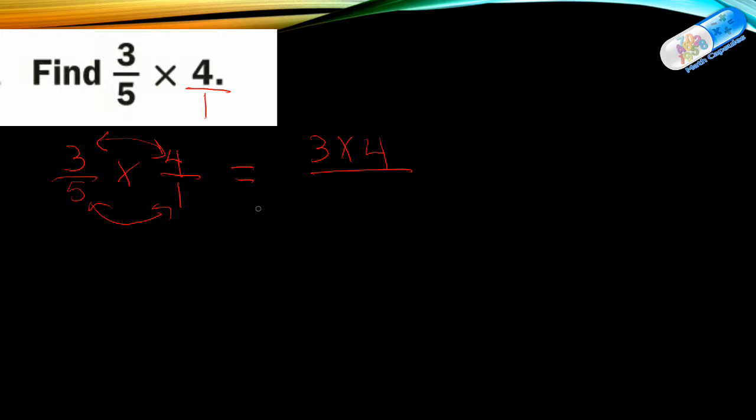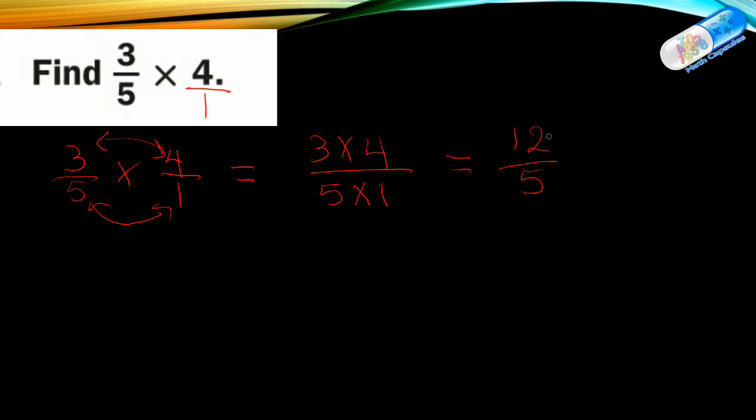Another example, we have 3/5 multiplied by the whole number 4. Again, to write the 4, which is a whole number, as a fraction, we write it over 1. Now you have 3/5 multiplied by 4 over 1. Again, you multiply numerators together and you multiply denominators together. 3 times 4 is the numerator, and 5 multiplied by 1 is the denominator. 3 times 4 is 12, and 5 times 1 is 5.